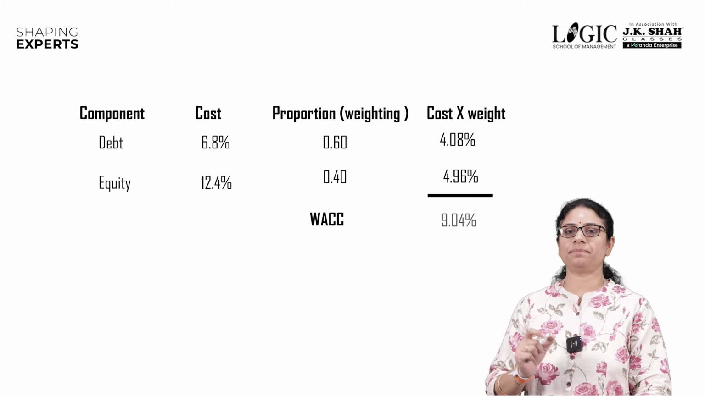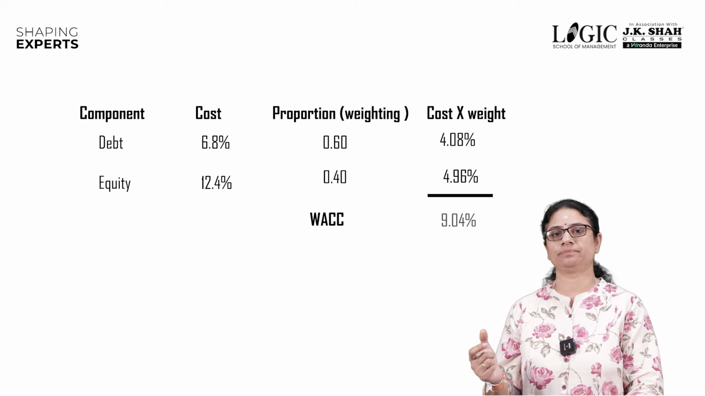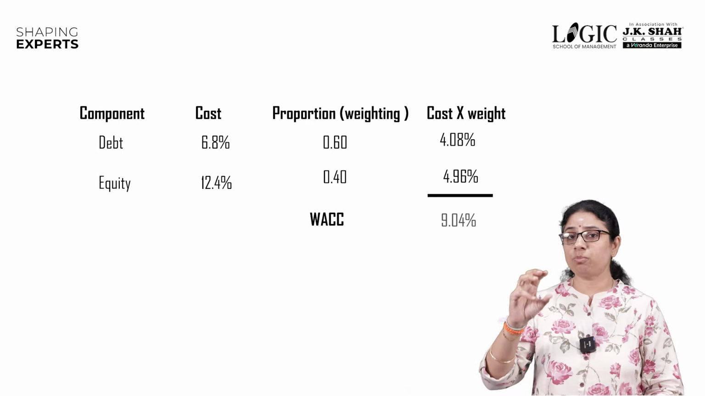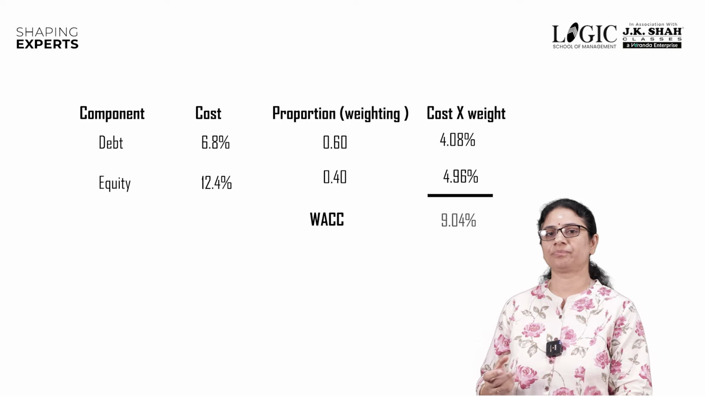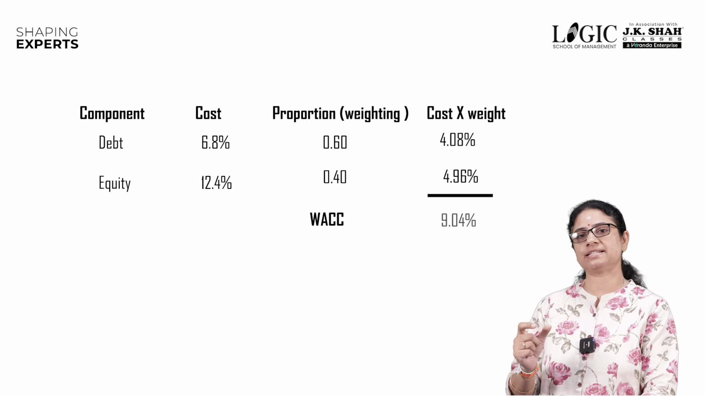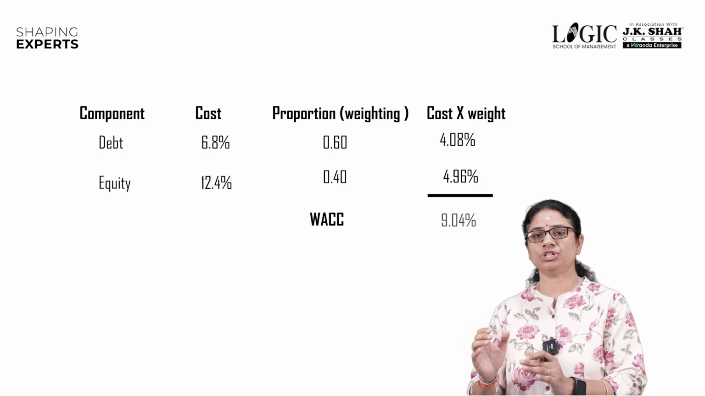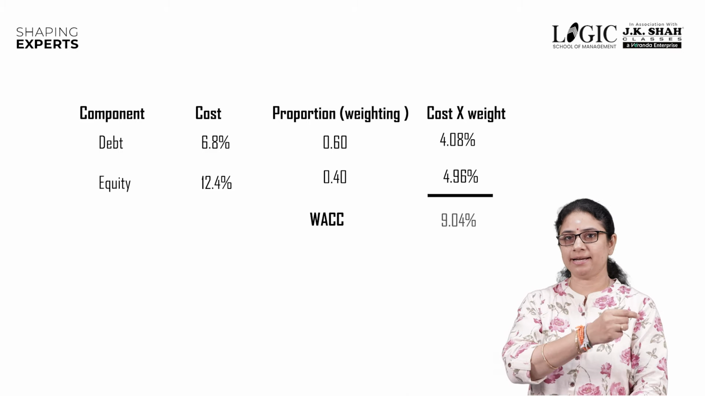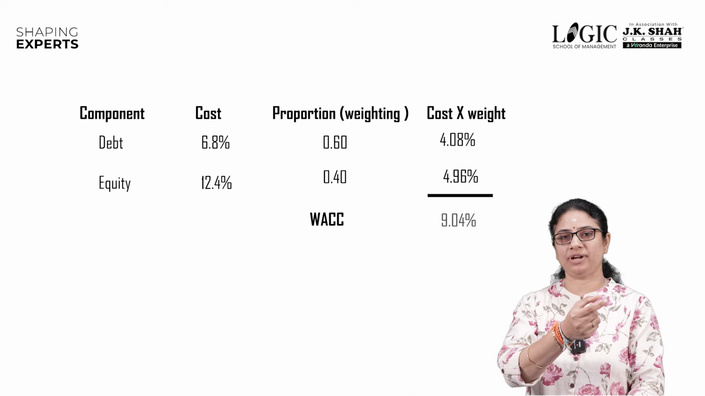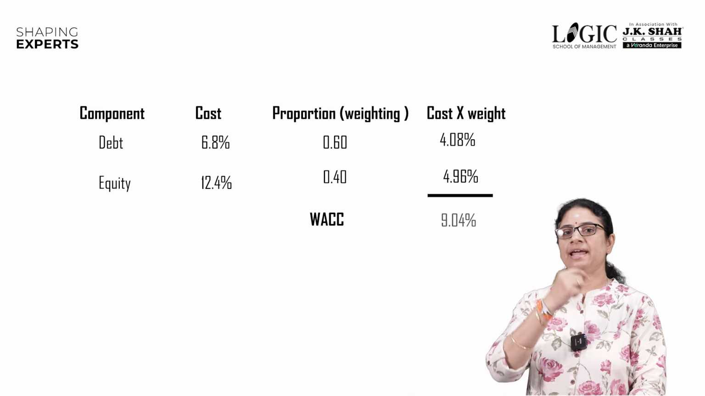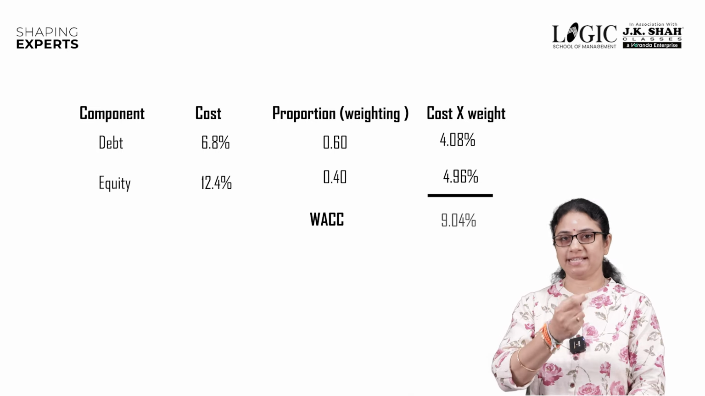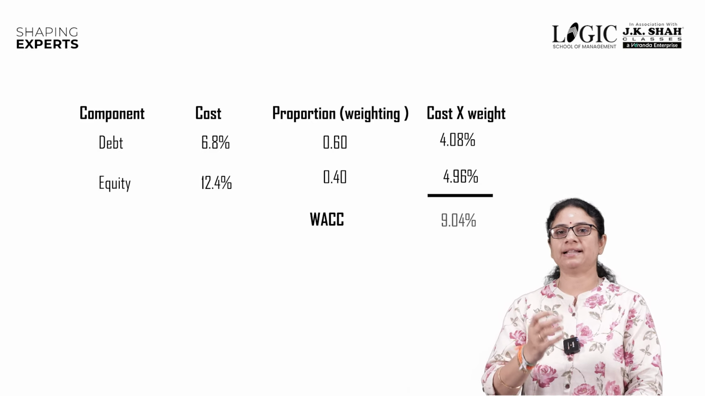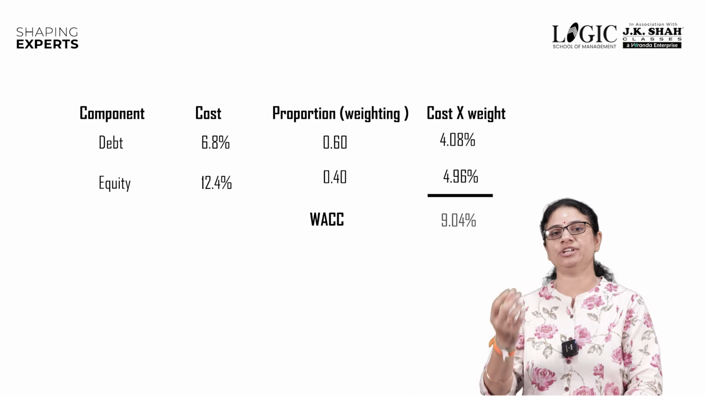The second column represents the cost of the component. The third column represents the proportion of each component. And the fourth column represents the cost into its proportion or weight of the component. The first component is debt. So the after-tax cost of debt is 6.8%. Its weightage is 0.6. So cost into weightage is 4.08%. That is 6.8% into 0.6.